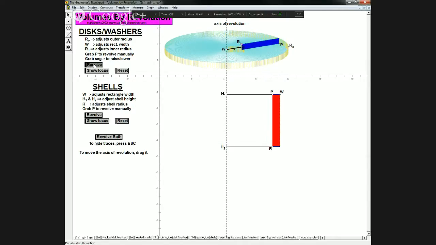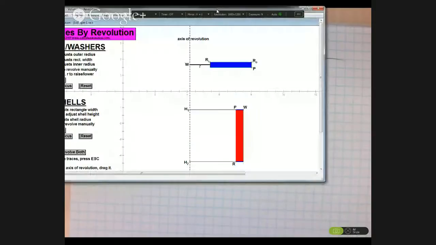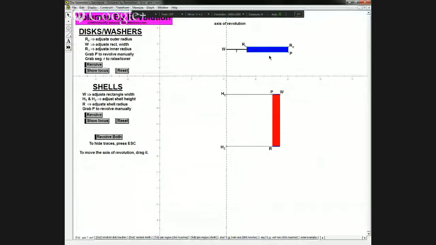Okay, let's reset here. We can also do washers. If I revolve that around, I get a washer. It has a hole in it. So all you have to do is a subtraction problem. You subtract out the hole. Right. So does that give you kind of a good idea of where we're headed visually?